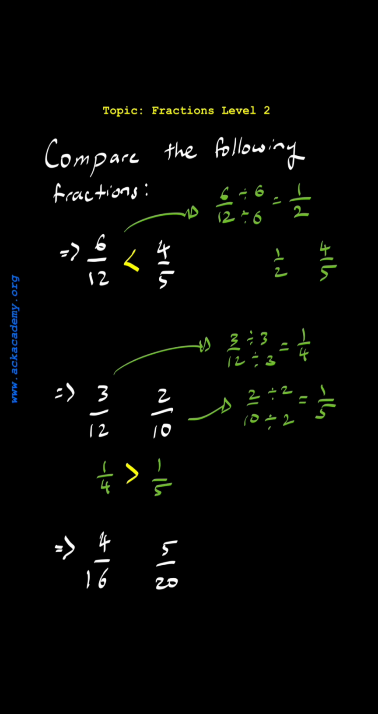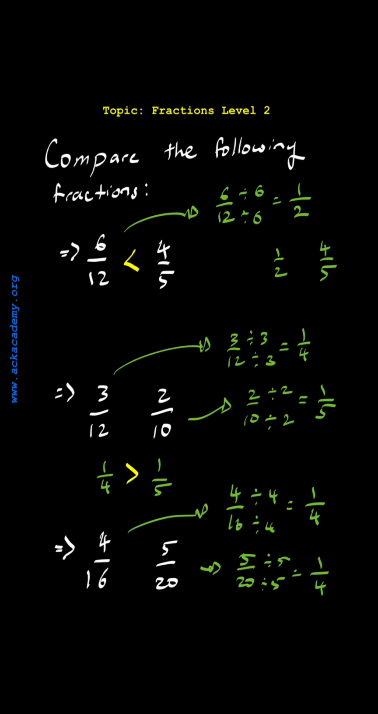Let's simplify both of these guys. So 4 over 16, divide by 4, 1/4. And then this guy, 5 over 20, divide by 5, 1/4. So now we have 1/4 on both of them, which means that these are equivalent, just disguised.